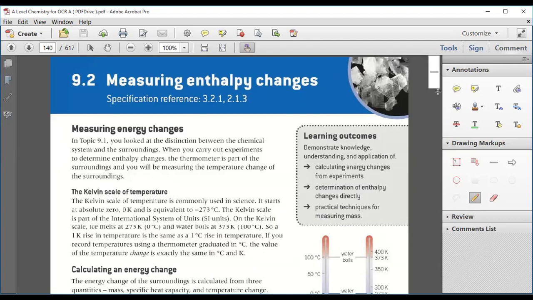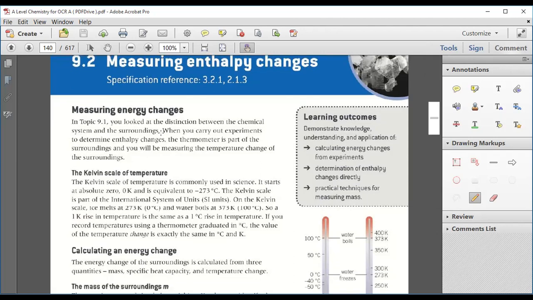Now in topic 9.1, you looked at a discussion between the chemical system and the surroundings. When you carry out experiments to determine enthalpy changes, the thermometer is part of the surroundings and you will be measuring the temperature change of the surroundings. So with the help of the thermometer, we are measuring the temperature change of the surroundings.